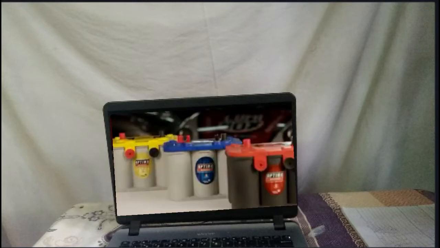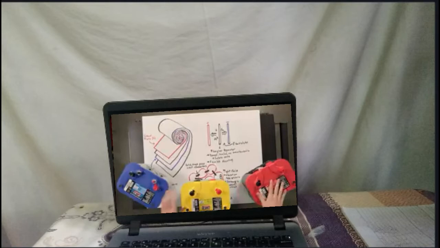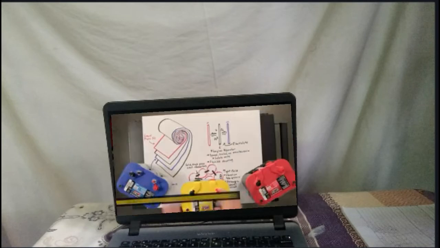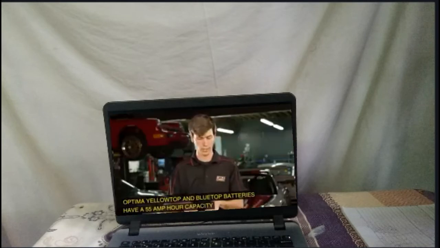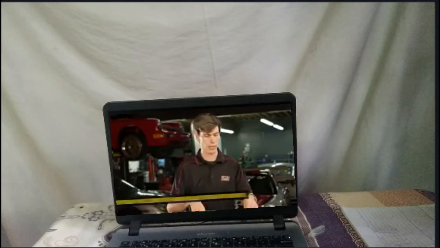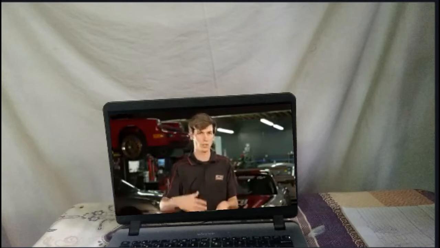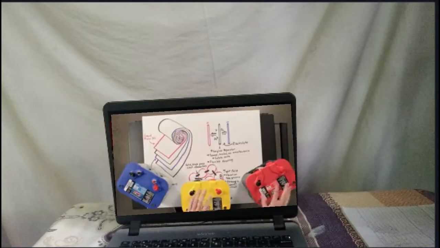Now, Optima offers 3 different styles of the spiral cell absorbed glass mat battery. You've got red, yellow, and blue. The red top is a starting battery, and this is designed with high cranking amps. The yellow and the blue are dual-purpose batteries, so not only do they have high cranking amps, but they also have deep cycle characteristics, which means you can charge and discharge these batteries again and again, and they'll last longer. Now, both the red and the yellow tops are for automotive use, and the blue top is for marine use.